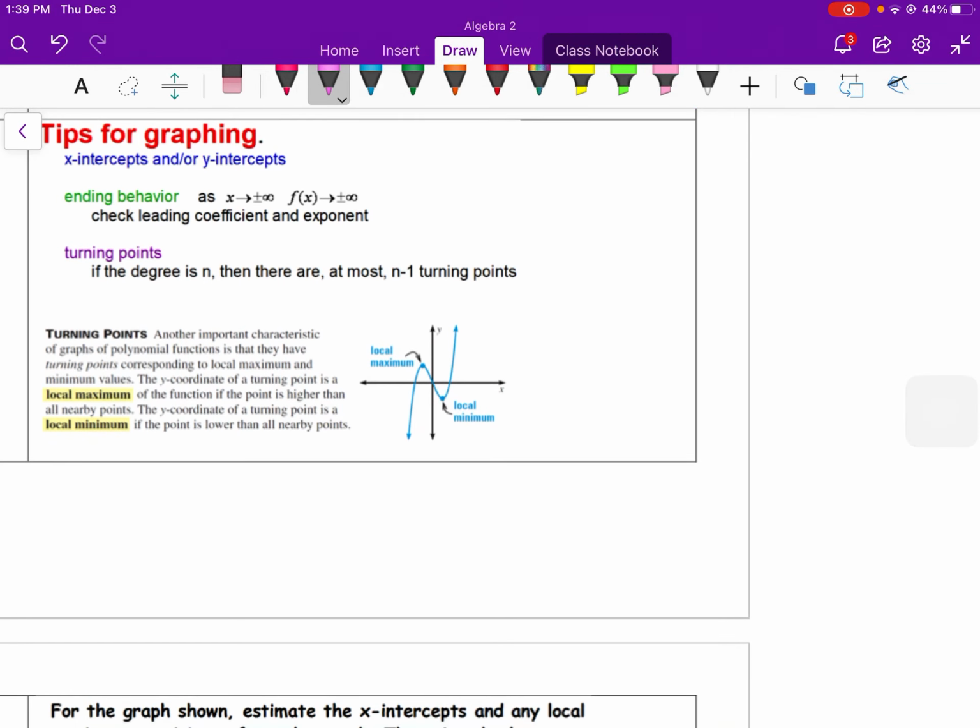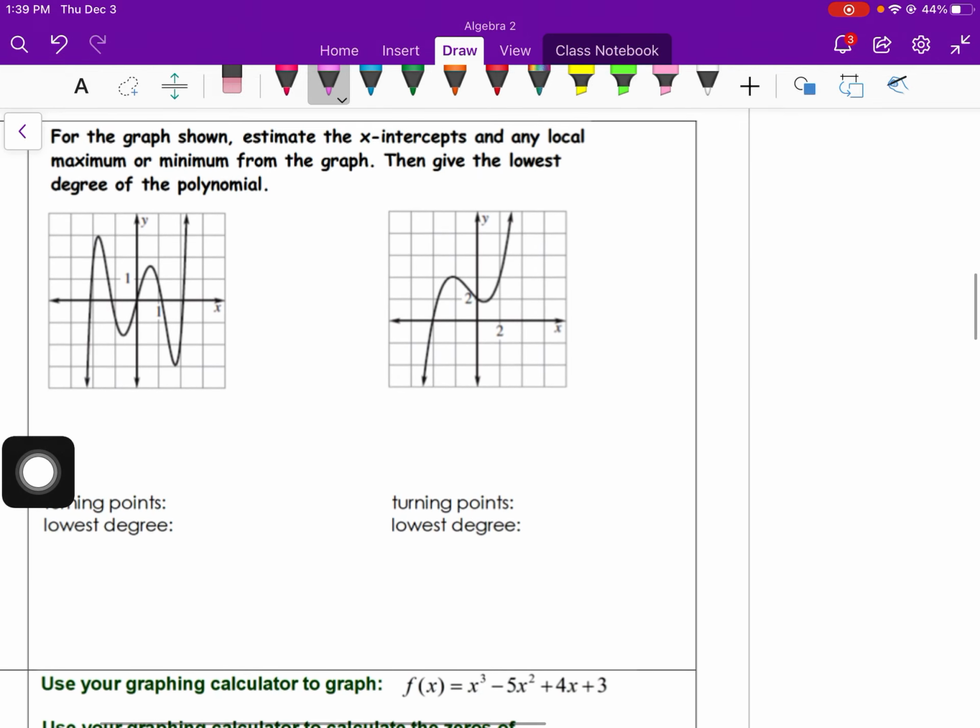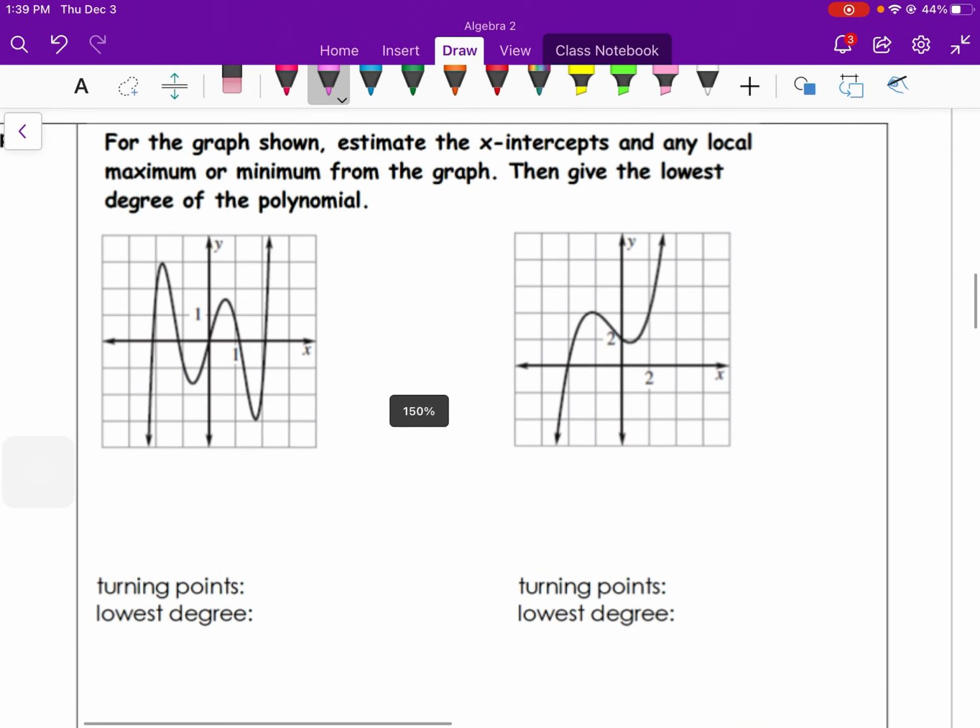Okay, so here it's defined again for you. The y coordinate of the turning point is the local maximum of the function if the point is higher than all the nearby points. The y coordinate of a turning point is a local minimum if the point is lower than all nearby points. So let's just practice finding those.